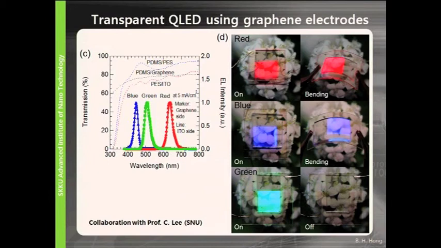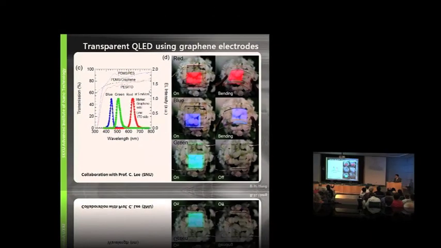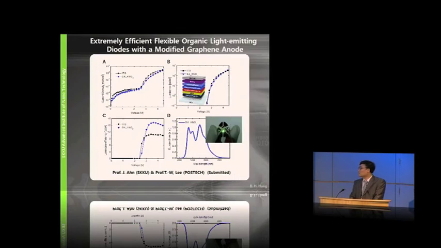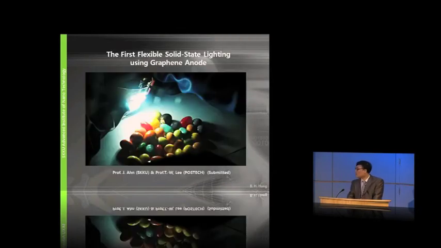So as you see here, this light emitting device is very flexible and transparent. So I think it's possible to use graphene for these transparent displays. This is the graphene OLED lighting based on graphene electrode.